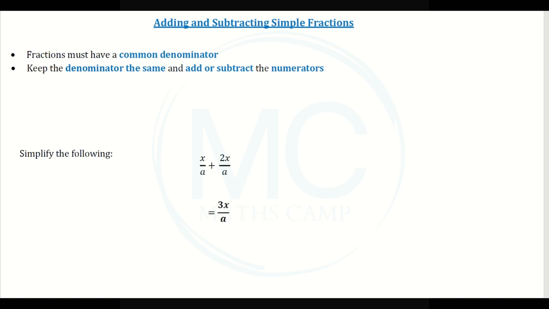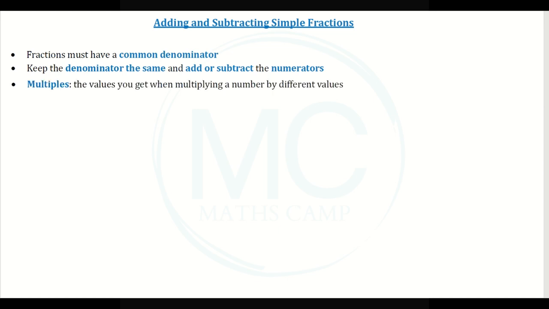But what happens when the denominators are not the same? We cannot add or subtract denominators, so what do we do? Let's make some more space over here. In lower grades, we learned that a multiple is the value you get when you multiply a number by different values. Let's look at the multiples of 2. 2 multiplied by 1 is 2, by 2 is 4, by 3 is 6, by 4 is 8, by 5 is 10, by 6 is 12, by 7 is 14.